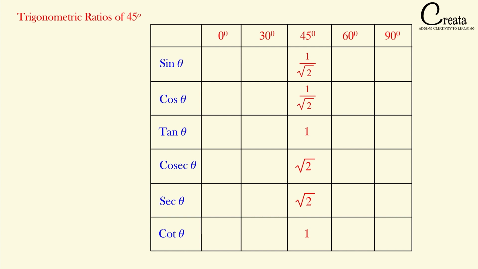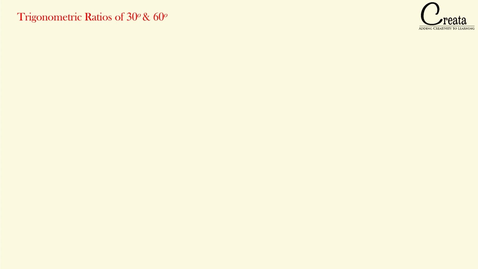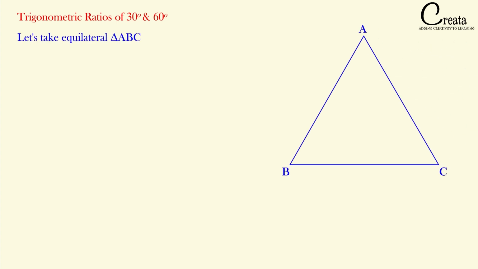Okay. So we have done with the 45-degree angle. Let's move to the next angle, that is 30-degree and 60-degree. Both angles we will take simultaneously. Let's see. For that, let's take an equilateral triangle ABC. This is the triangle ABC, equilateral triangle.